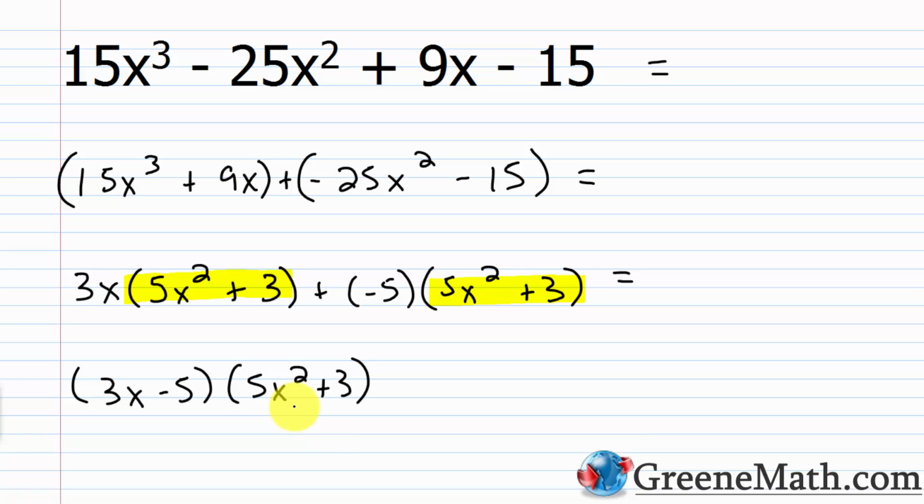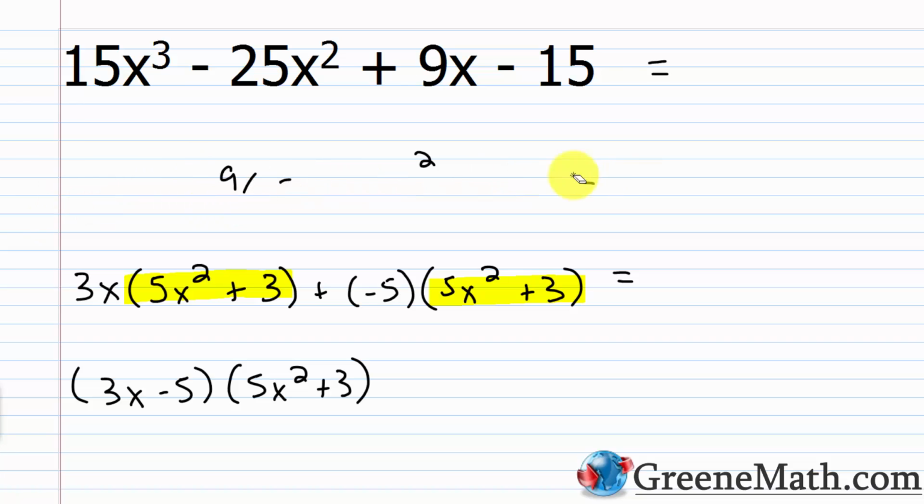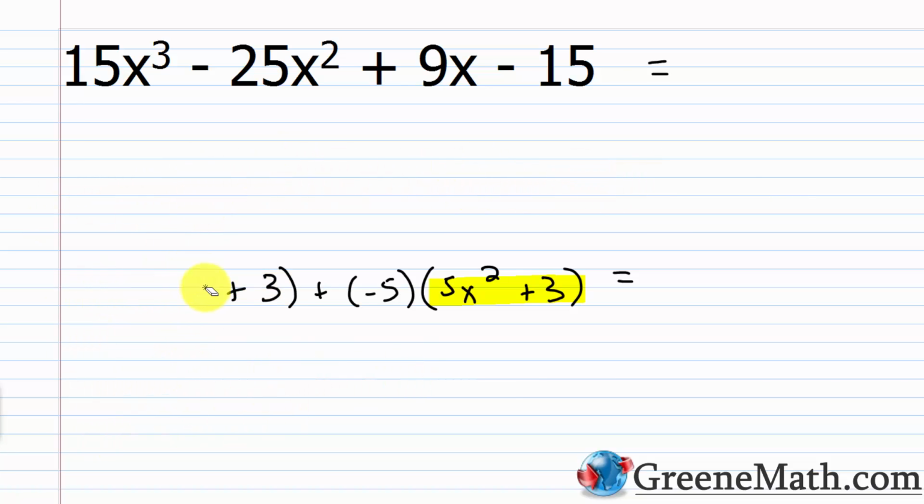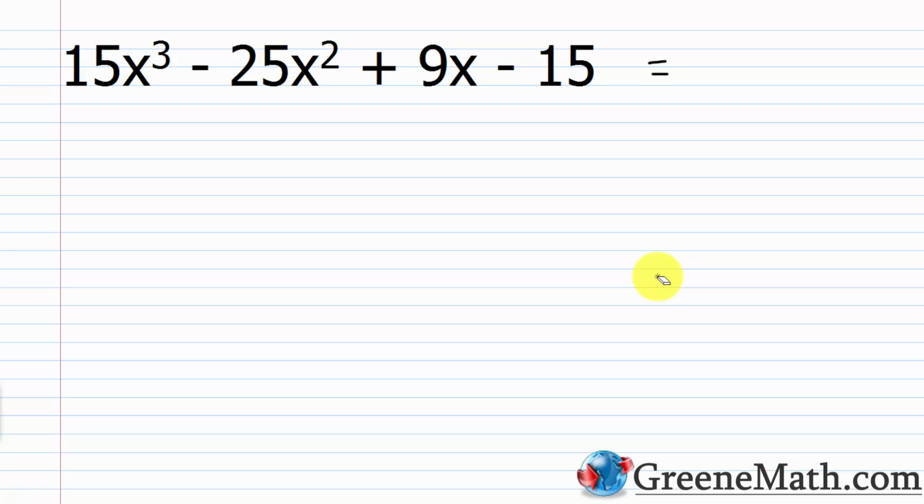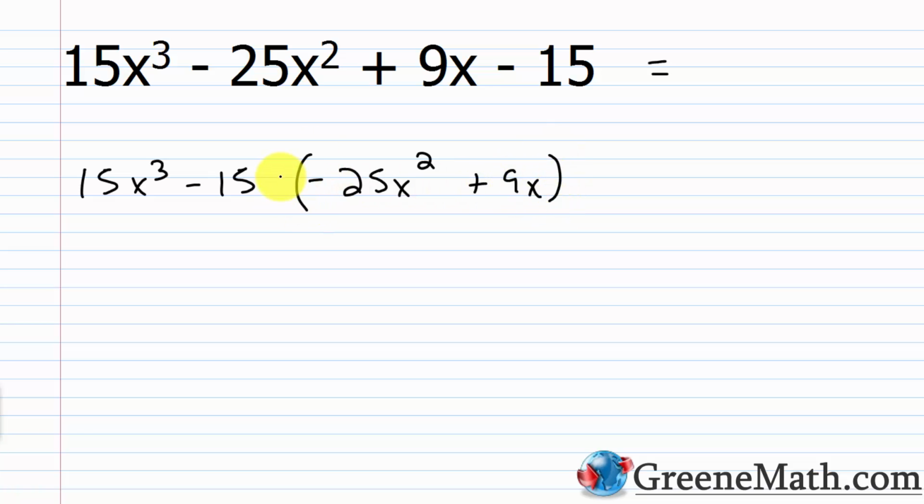Now I want to show you one last thing. If you had chosen to do, let's say, 15x cubed minus 15, let's say that's one group, and then negative 25x squared plus 9x, let's say that's another group. This would not yield a common binomial factor. So what's common here would be what? It would be 15. So if I pull out a 15 here, I would have x cubed minus 1 inside the parentheses, right? 15x cubed divided by 15 would just be x cubed. And then negative 15 divided by 15 would be negative 1.